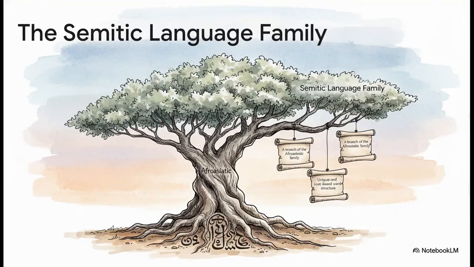Okay, so the story starts with the Semitic language family. It's a major branch of an even bigger family tree, the Afro-Asiatic family. We're talking origins that go back over 5,000 years. But what really makes it stand out is this totally unique feature, a word structure built on consonantal roots. Don't worry, we'll get to exactly what that means in just a minute.